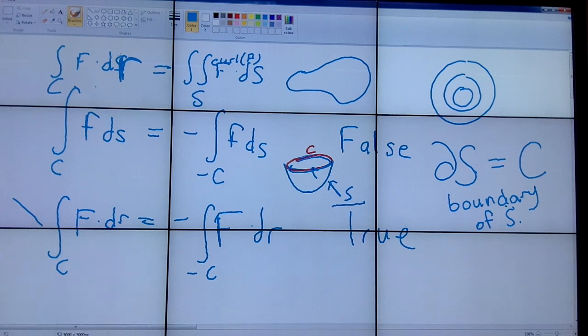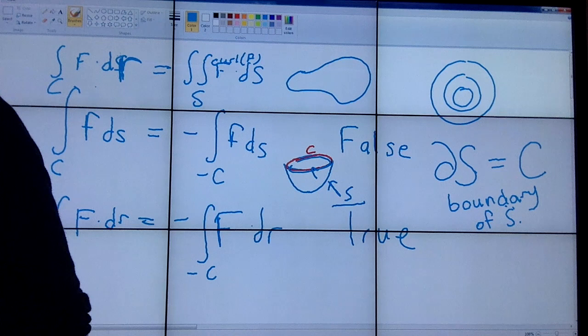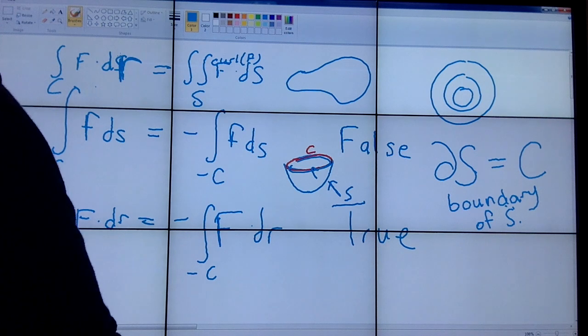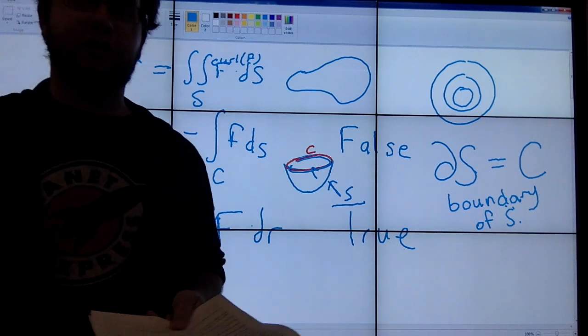Different parameterizations for the same curve C yield different results for the line integral of f dot ds over C. True or false? False. Different parameterizations yield the same result. It doesn't matter how you parameterize it. Parameterize however you want to, but as long as your parameterization is correct, you should always get the same answer.